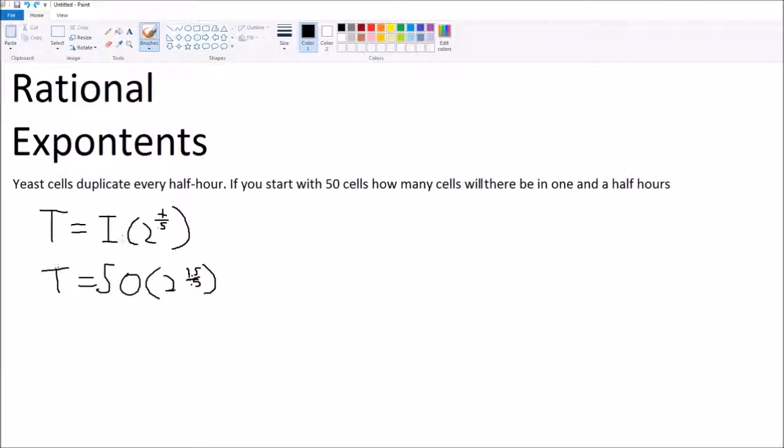So subbing it in, the total is equal to 50 multiplied by 2 to the power of 1.5 divided by 0.5. Simplifying that makes it 50 multiplied by 2 to the power of 3, and 2 to the power of 3 is 8, and 8 multiplied by 50 is 400.